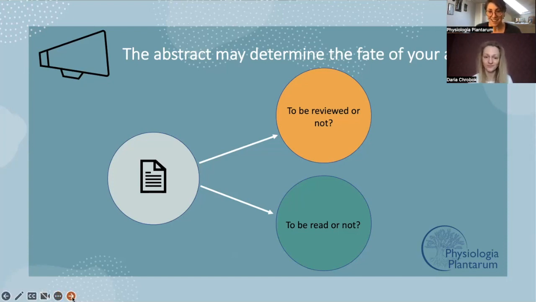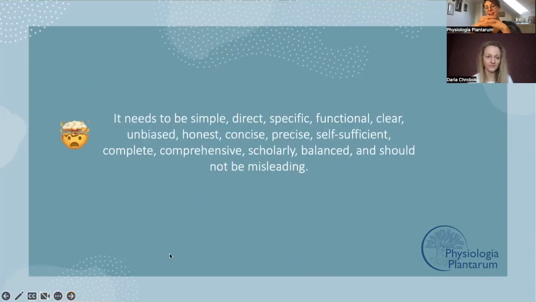Exactly. Okay, so how do you do this? So I sat down and thought, okay, I have to come up with a few tips and tricks on how to do this. And I read, and basically this is what I felt like. It needs to be simple. It needs to be direct. It has to be specific and clear and self-sufficient and balanced and not misleading and scholarly. There were so many words. I was overwhelmed. Imagine that would be a title. That would be a horrible title.